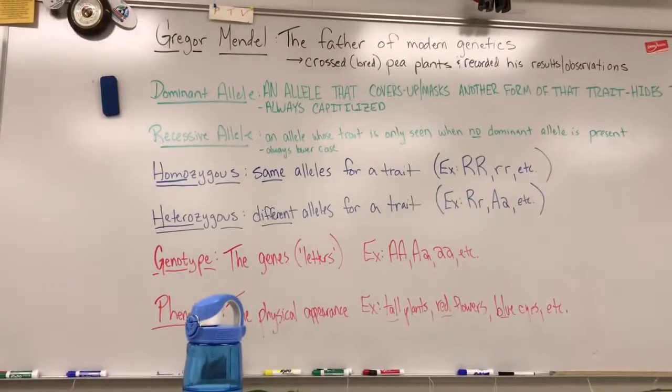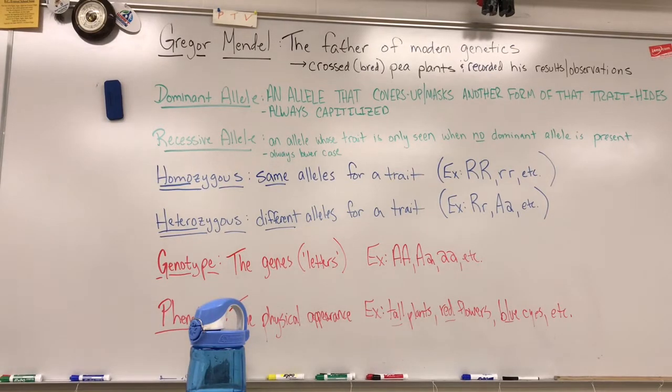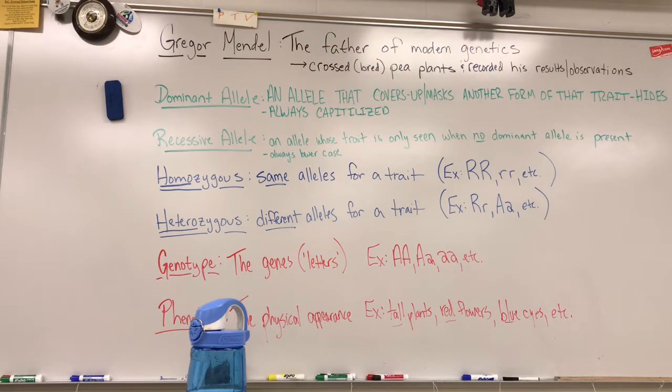Okay, so let's start with dominant alleles. When we talk about alleles, they are letters, and the letters that we deal with are associated with genetic traits. So we always use two letters to express a genetic trait. And if it's a dominant allele, it's an allele that covers up or masks another form of that trait. It hides the recessive trait. And we always use the capital letter when we talk about a dominant allele. So when we talk about dominant alleles, we use an uppercase letter, and it dominates over the recessive.